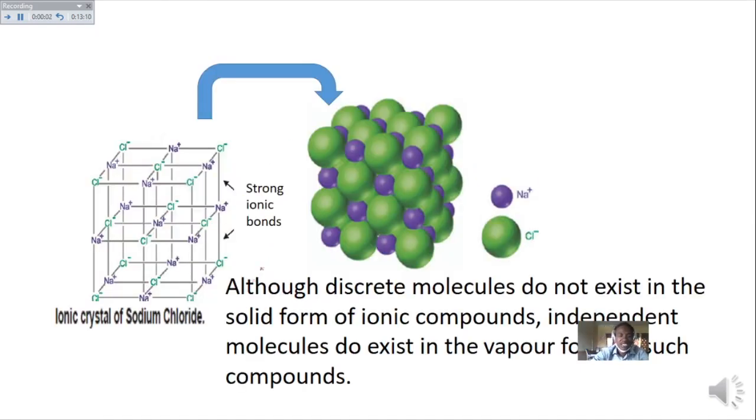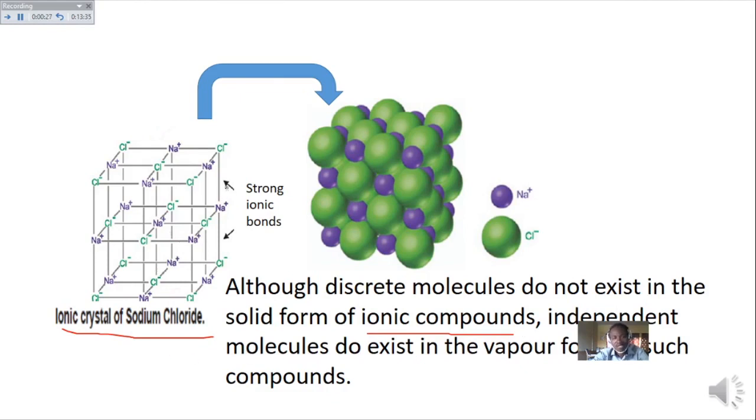And you need to understand one thing as well. Look at this. This ionic crystal of what? Sodium chloride. Although these sweet molecules do not exist in the solid form of ionic compound. You need to know these sweet molecules. They do not exist in the solid form of ionic compound. Independent molecule do exist in the vapor form of such compound. What are we saying here?